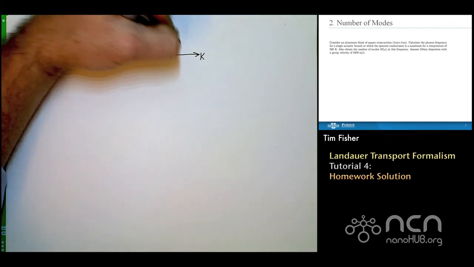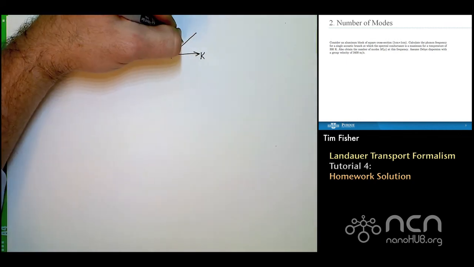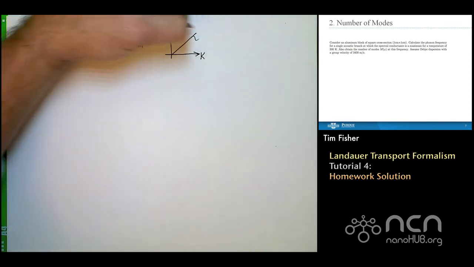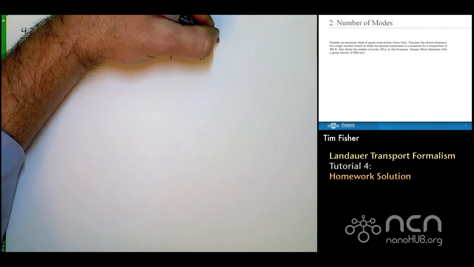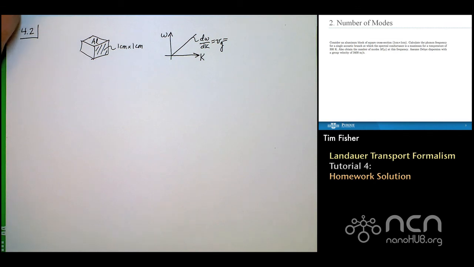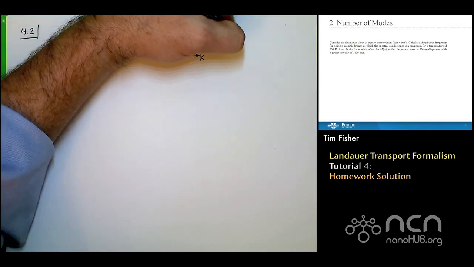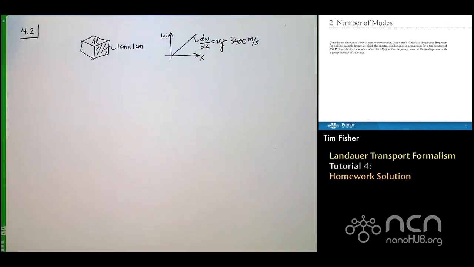But we're going to use the Debye approximation. So if we draw our approximated dispersion, it'll look something like this, where the slope of this line gives us our group velocity, and that group velocity was given to be 3,400 meters per second. And so what we want to do is use the Debye approximation essentially as our approximation for the density of states, which we'll need.